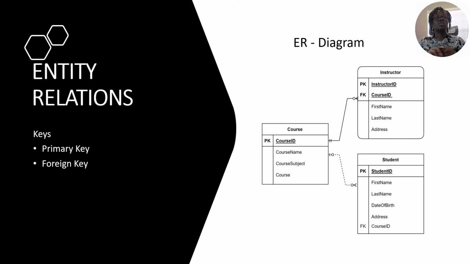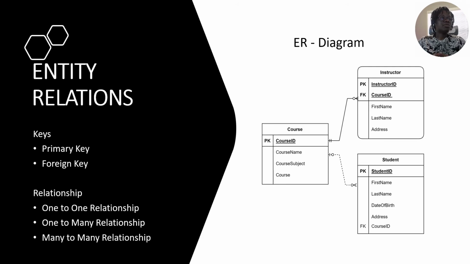Meaning if you want to connect a course and an instructor, you can join on those IDs. Now, because we have instructor ID and course ID together at the top, it shows that there's a composite key. Meaning to have a unique record in the instructor table, you need to combine the instructor ID and the course ID to be able to come up with a unique identifier or a unique record in the instructor table.